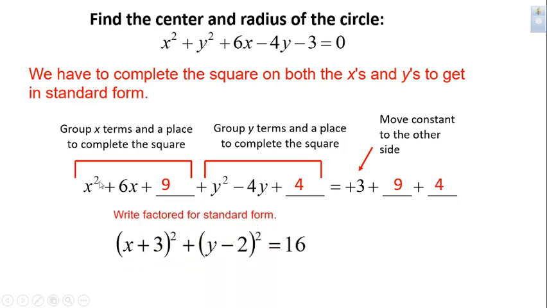And now I factor the expressions: x squared plus 6x plus 9 gives me x plus 3 squared. Y squared minus 4y plus 4 is y minus 2 squared. And 3 plus 9 plus 4 is 16. So therefore, the center of the circle is at negative 3 comma positive 2. And the radius is 4, which is the square root of 16. And there we have it.